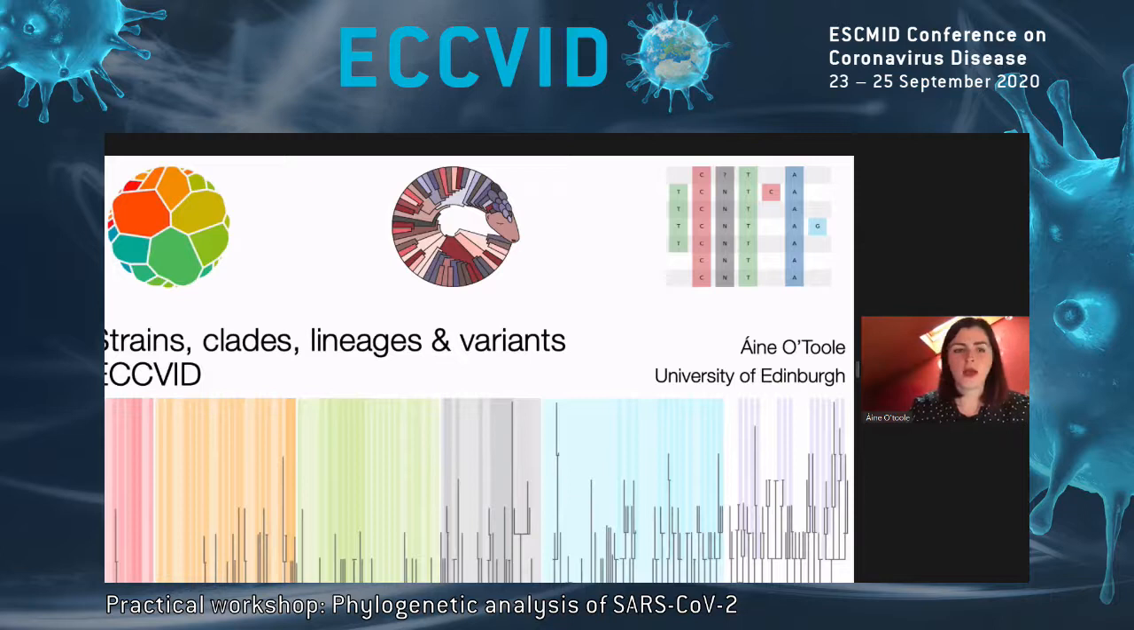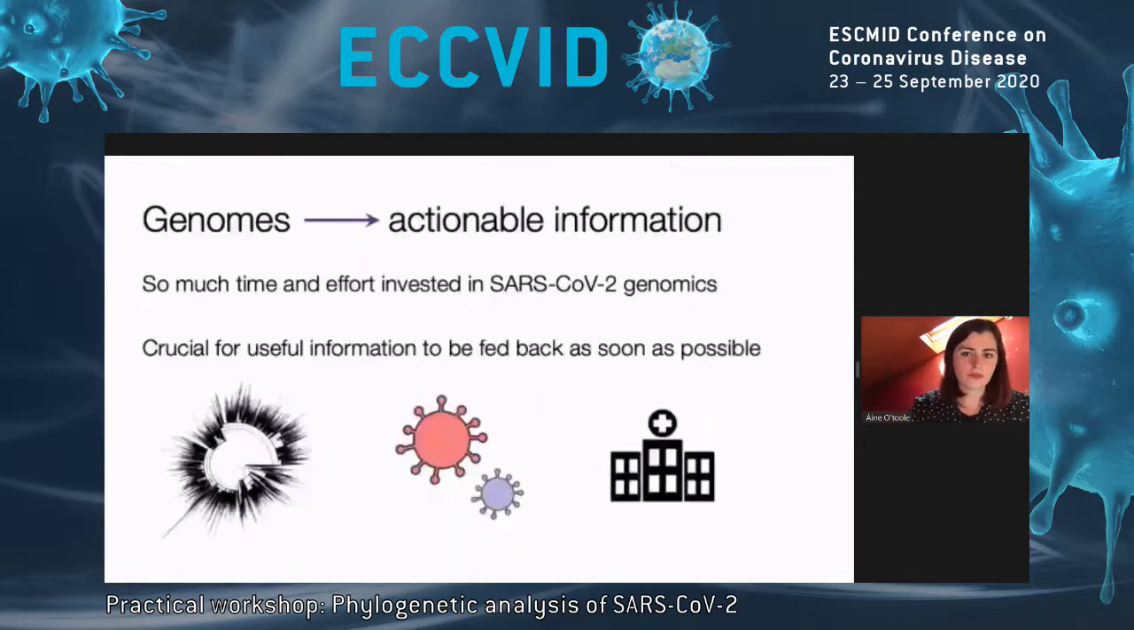Okay, so I'm going to talk for a few minutes to describe some of these terms: strains, clades, lineages, variants, and explain why they're needed. Why do we need to break down this big phylogenetic tree that we've got into groups? So much time and effort has been invested in genomics for SARS-CoV-2, and it's crucial to get this useful information fed back as soon as possible on a clinical level, and also to governmental bodies, public health bodies, and to these local infection control teams as well.